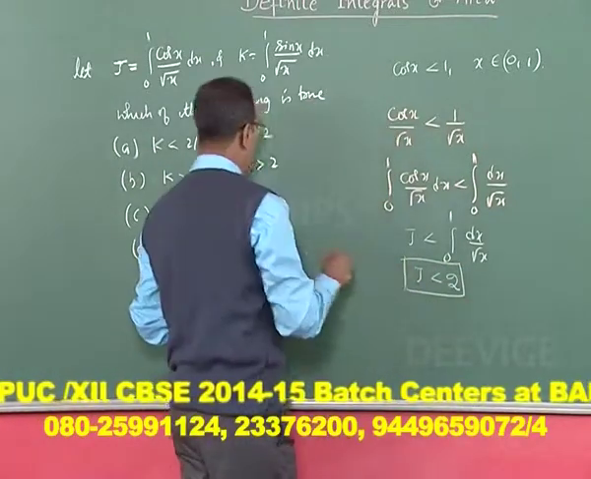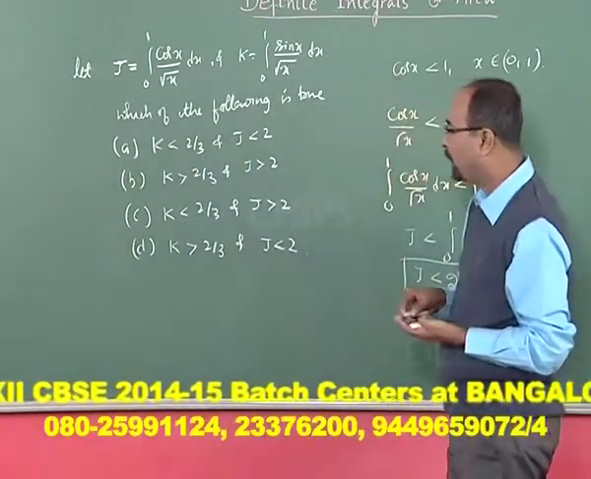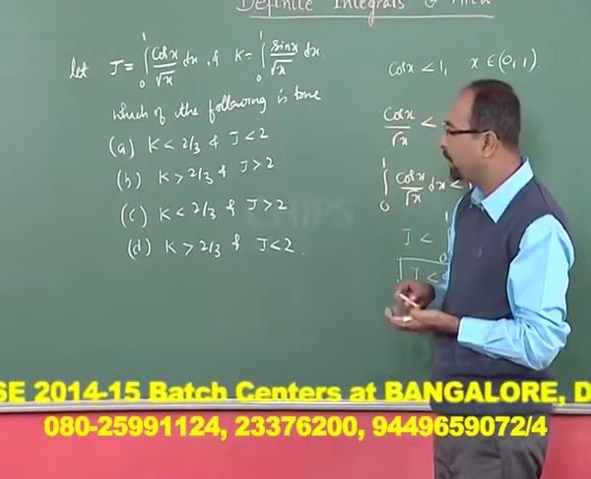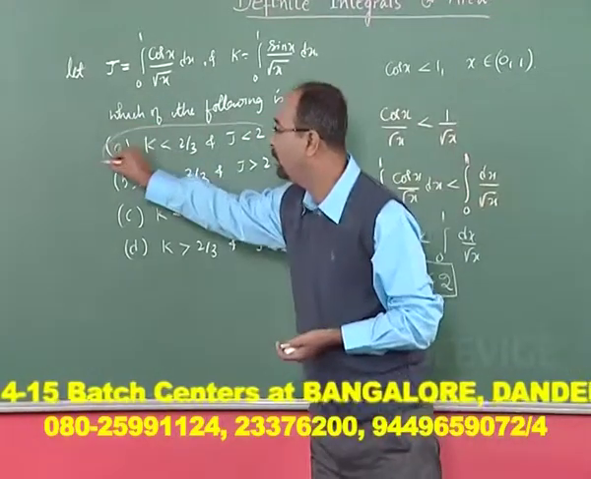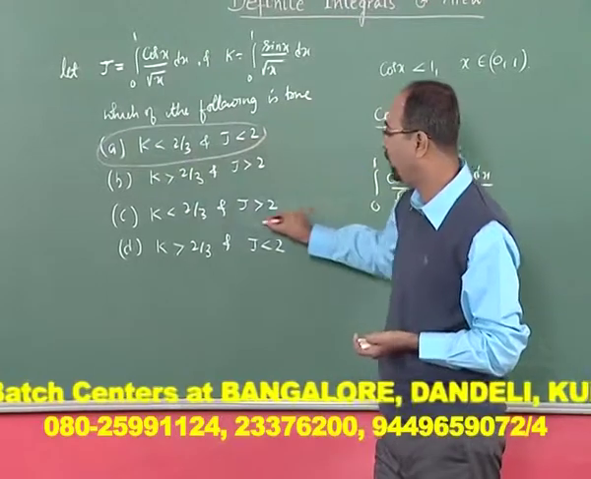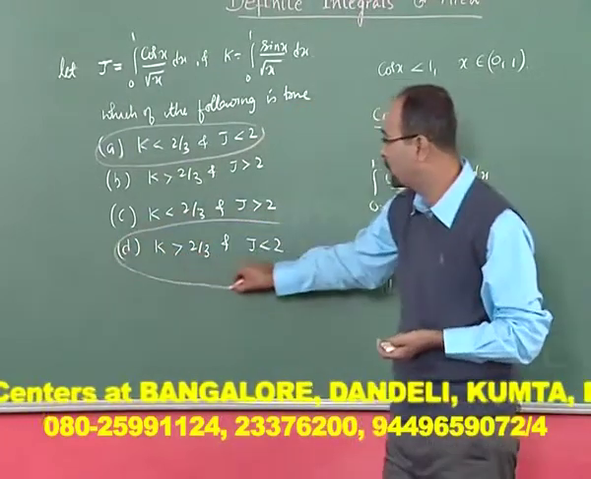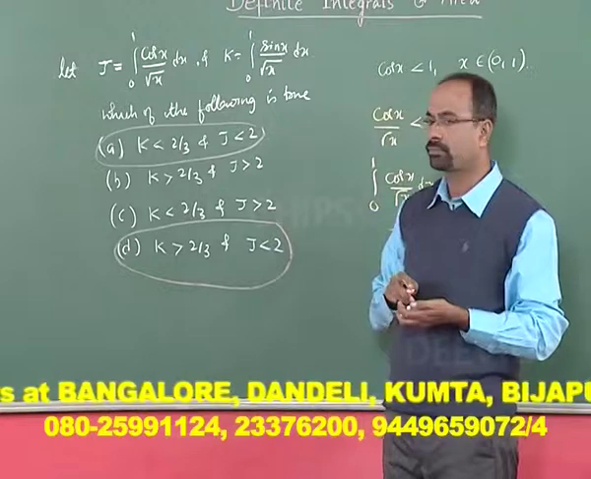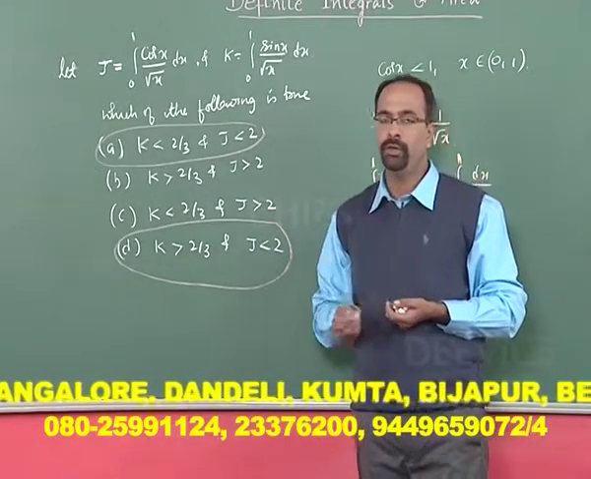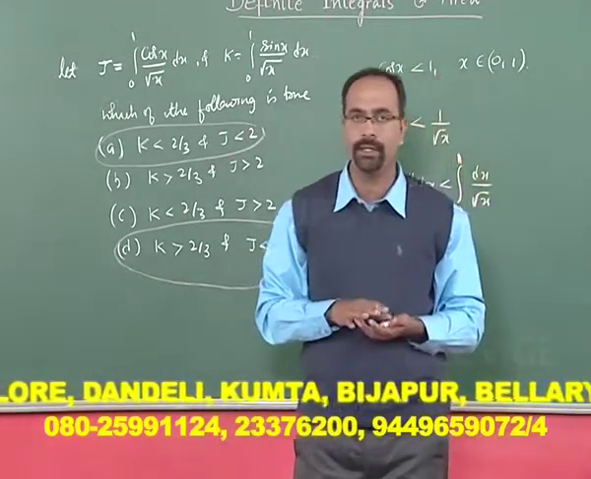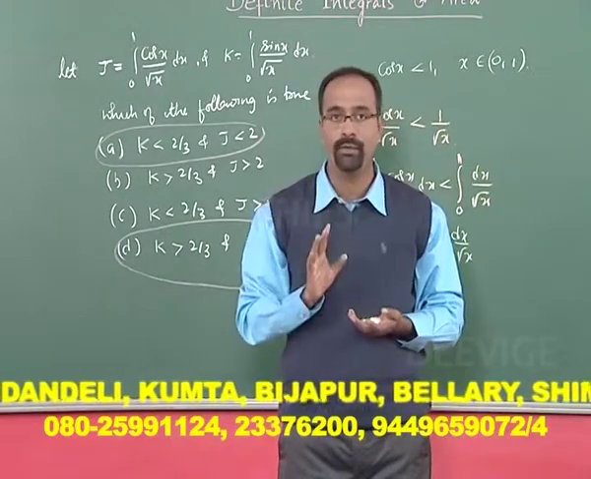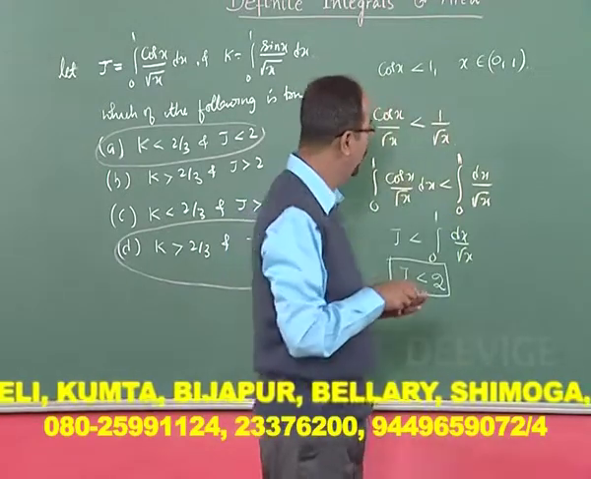If j is less than 2, then we have to decide whether option A or option D is correct, because options B and C have j greater than 2. Now, to decide whether A is correct or D is correct, we have to go for the value of k. Look at this.